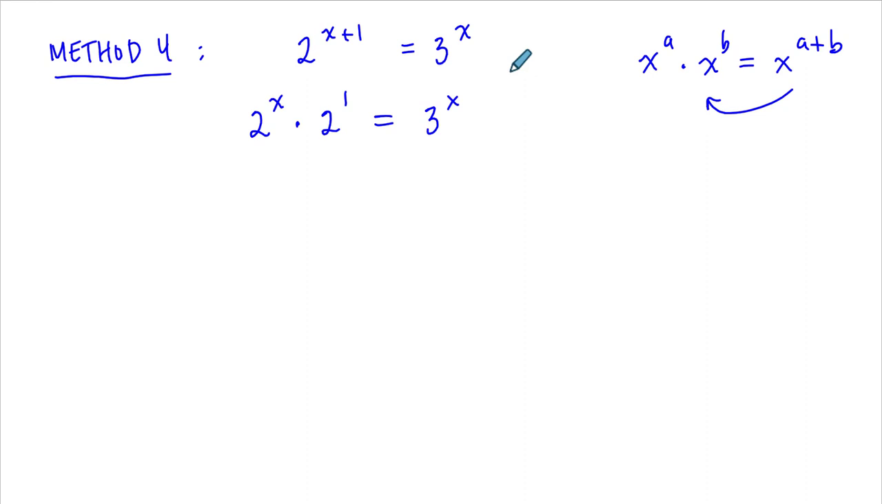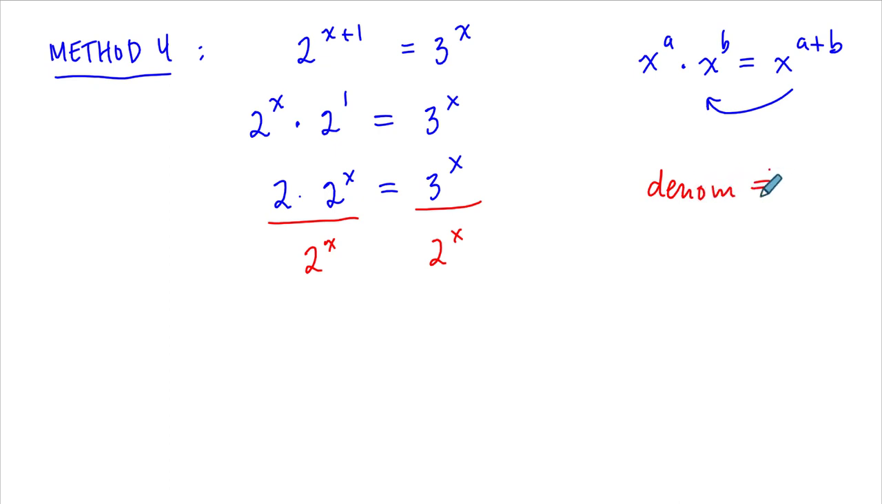In other words, we have 2 times 2 to the x is equal to 3 to the x. Now what makes this difficult to solve is that x shows up in two different terms. So I'm going to divide both sides of the equation by 2 to the x. But we have to be careful because we know that we can't divide by 0. Denominators cannot be 0. In this case, our denominator is 2 to the x. And we wonder, can 2 to the x ever equal 0?